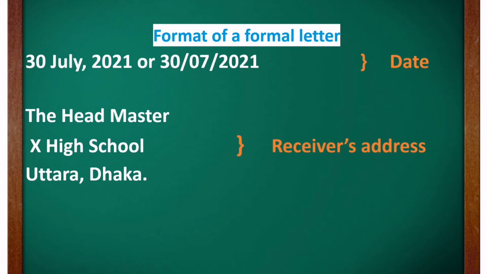Number 2, receiver's address. In a formal letter, the receiver's address is usually written below the date on the left-hand corner of the letter. And here you can see I have written the receiver's address this way, and in the receiver's address at first you must address the addressee. So here our addressee is the headmaster. After that the address of that addressee is X High School, Uttara, Dhaka.